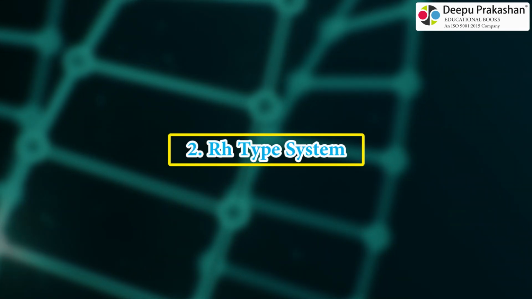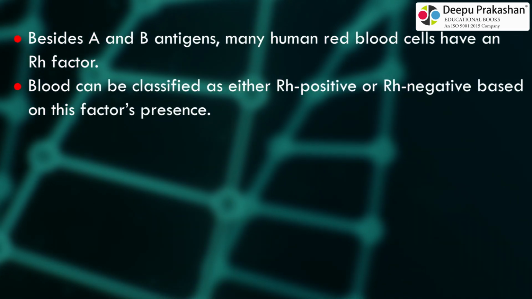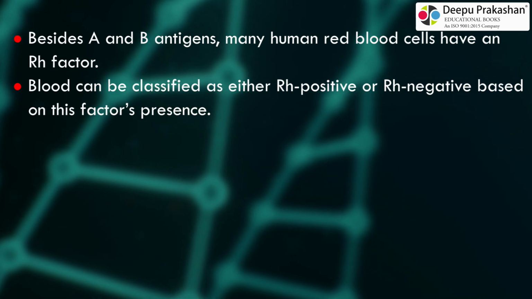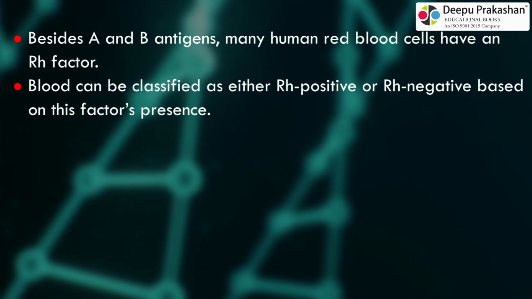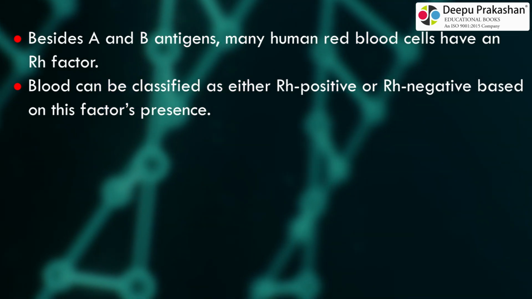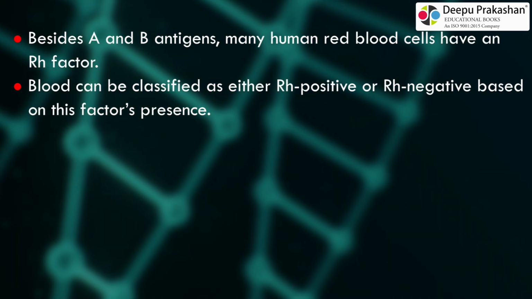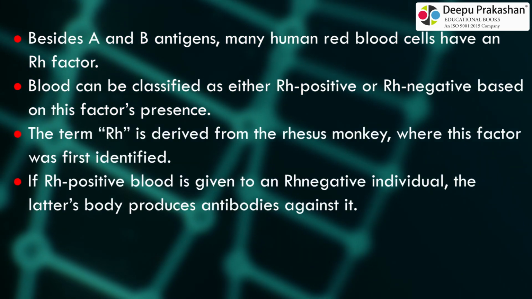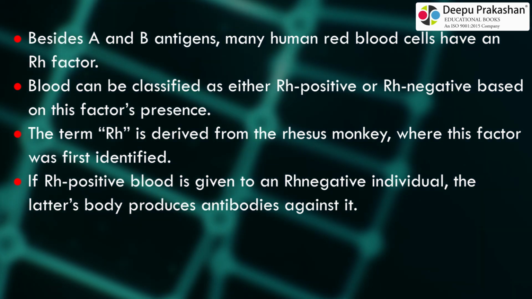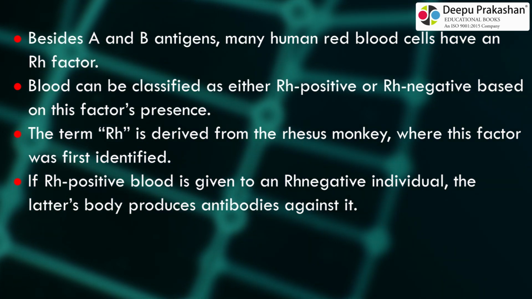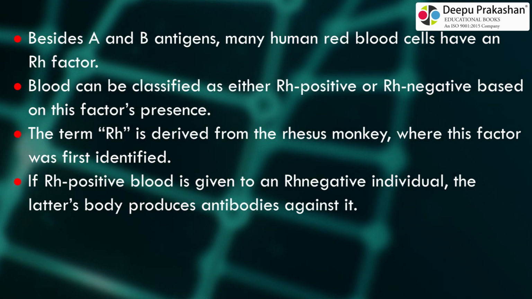2. Rh-type system. Besides A and B antigens, many human red blood cells have an Rh factor. Blood can be classified as either Rh positive or Rh negative based on this factor's presence. The term Rh is derived from the rhesus monkey, where this factor was first identified.